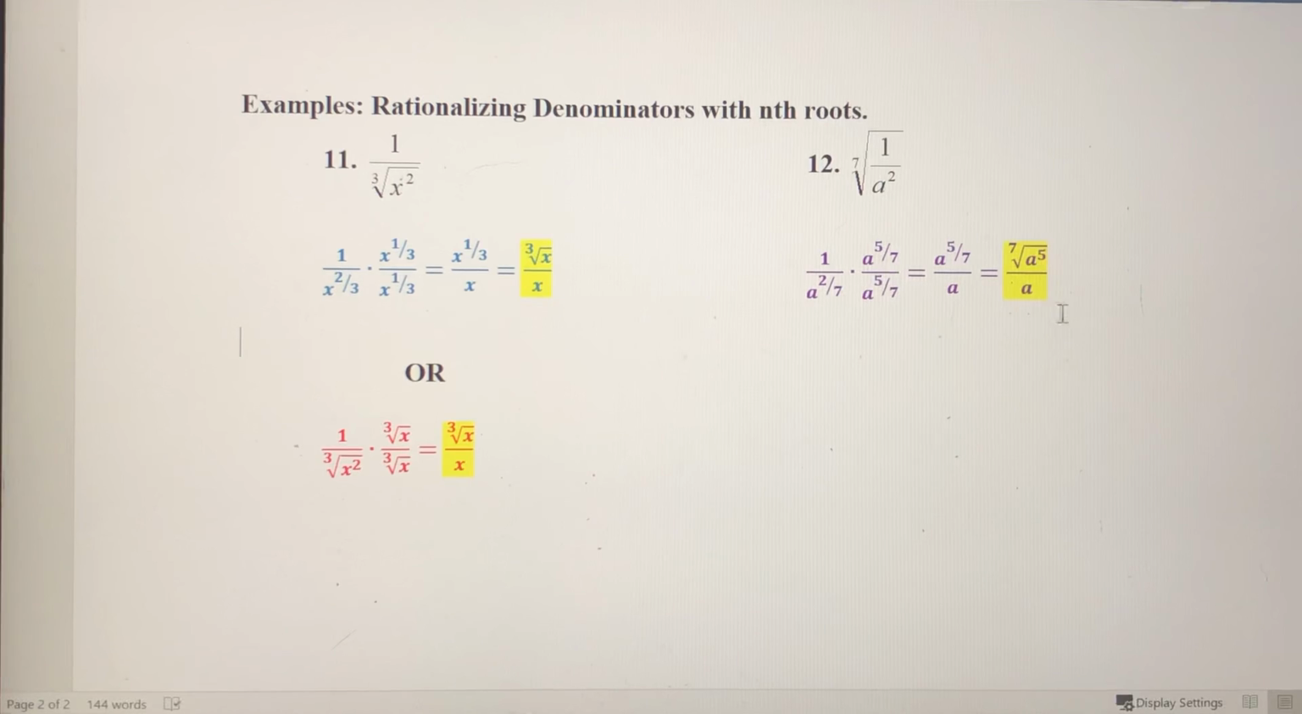Now, if we just want to leave things in root form, okay, I need the 7th root of a to the 5th to get me to a to the 7th underneath the radical symbol here. So I'm going to multiply by the 7th root of a to the 5th over the 7th root of a to the 5th. And then when I multiply numerator times numerator and denominator times denominator, I get the same answer, okay? So again, pick which route is best for you and stick with that. It'll make it easier for you.